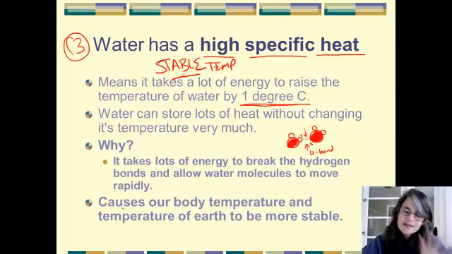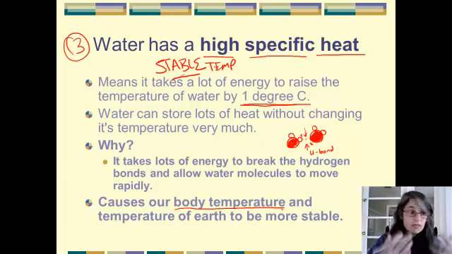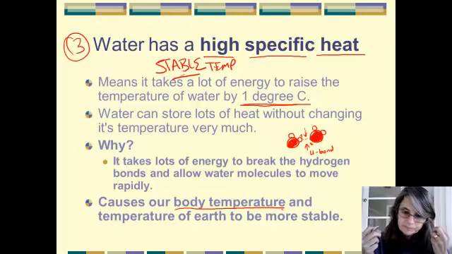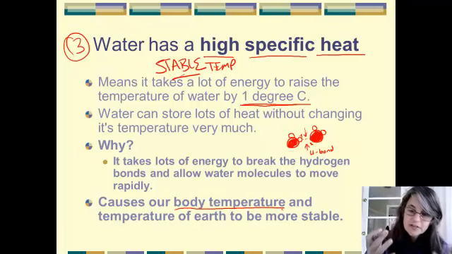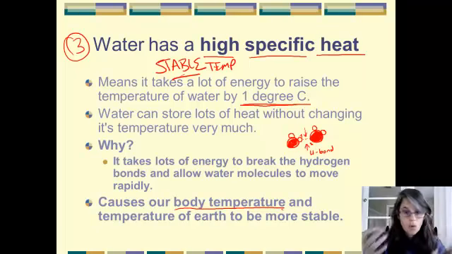Now, why is this relevant for living things? Because organisms that are largely made up of water, like you and me and every other living thing, it causes our temperature to be more stable than it would be if there was some other liquid that were the centerpiece of our body. Our body temperature is easier to maintain at a stable state because water is so stable, okay?